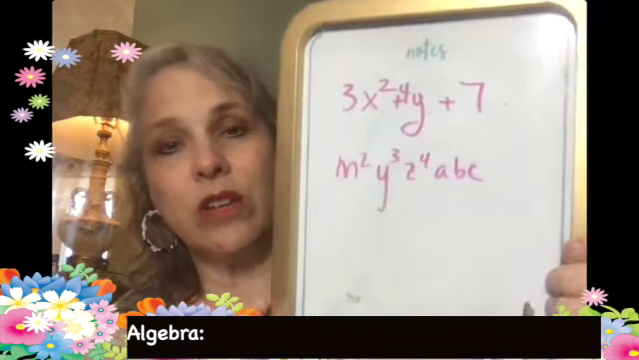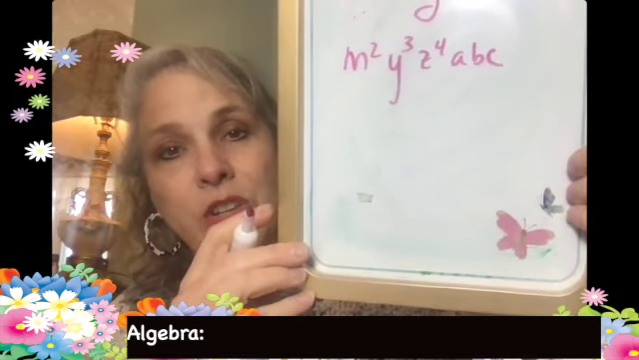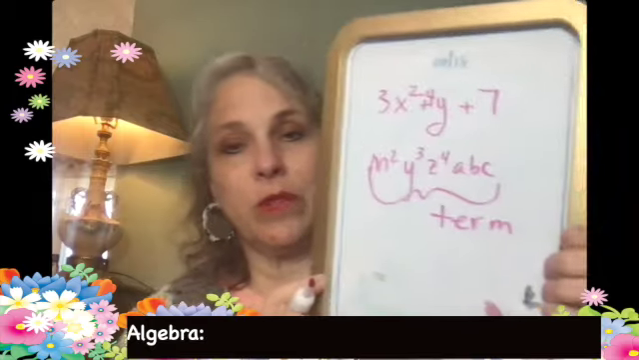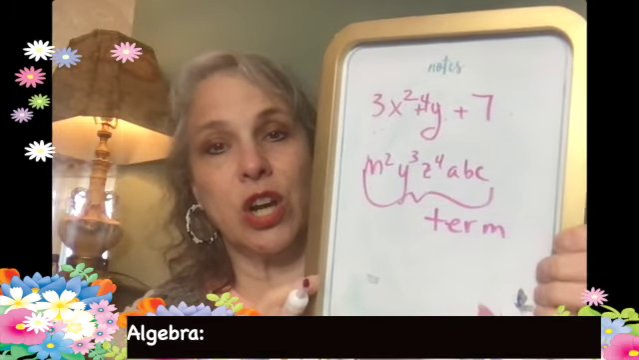Terms can be any number of numbers multiplied together. So if I had m squared, y cubed, z to the fourth, a, b, c, all of those letters together like that, that means you're multiplying them. And that is one term, okay? As long as they're multiplied together, it's one term. If we put a plus in between the letters, then that would separate the terms.